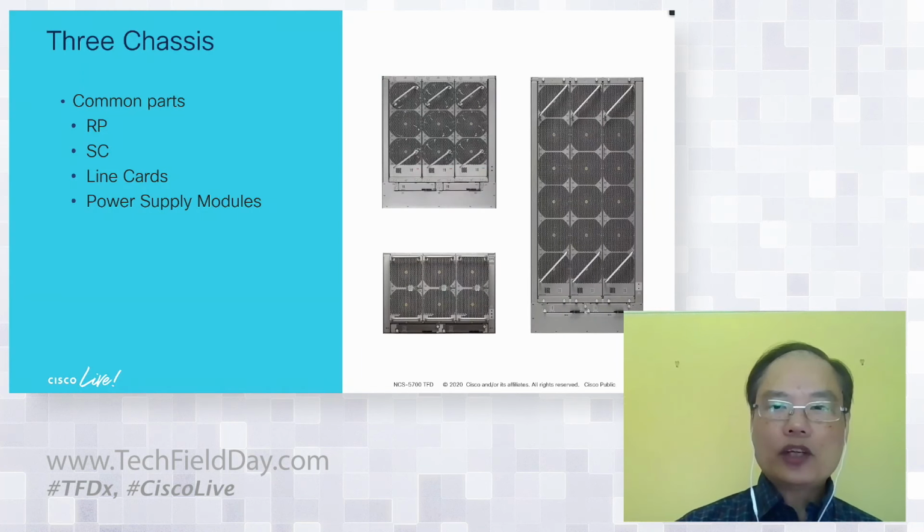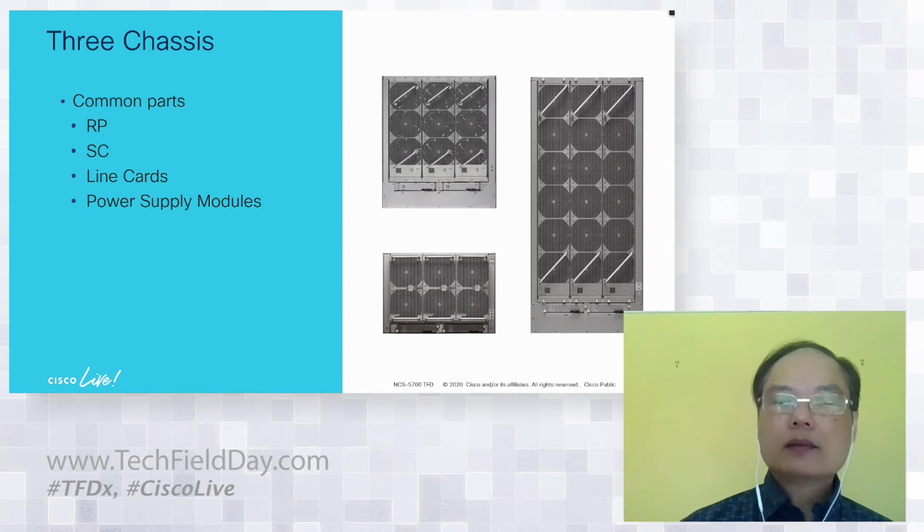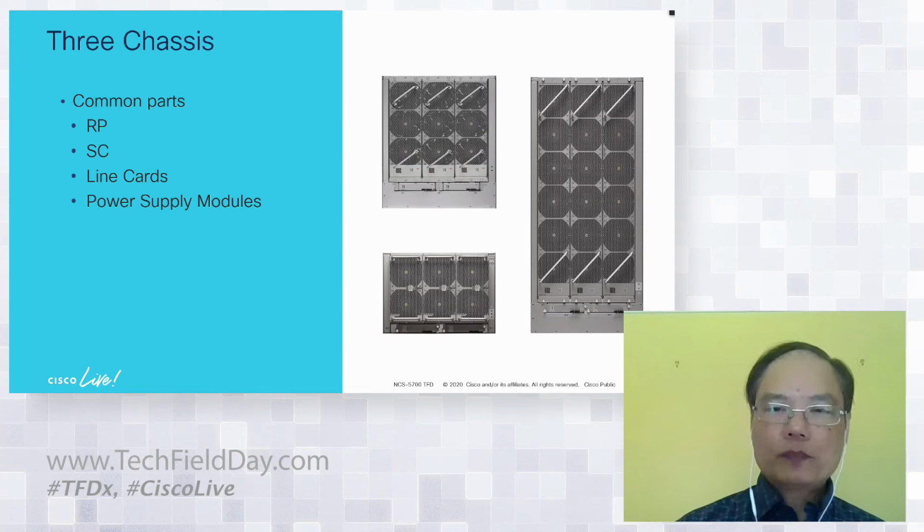There are 3 modular chassis available with many common components such as route processor, system controller, line cards, and power supply modules. Only the chassis itself, fan trays, and fabric cards are different for each chassis.